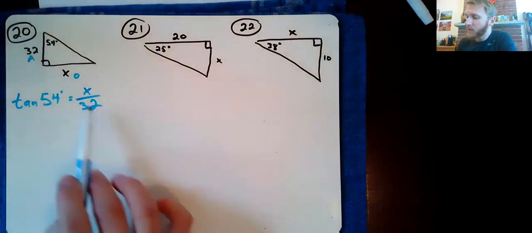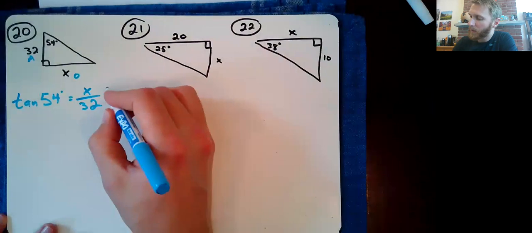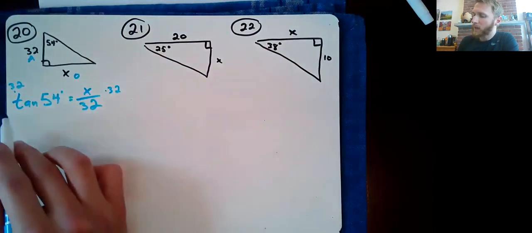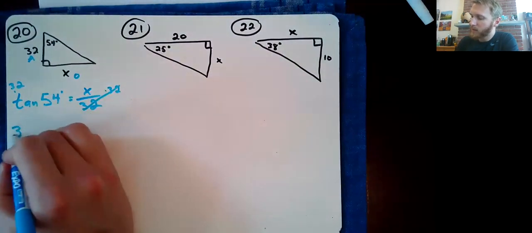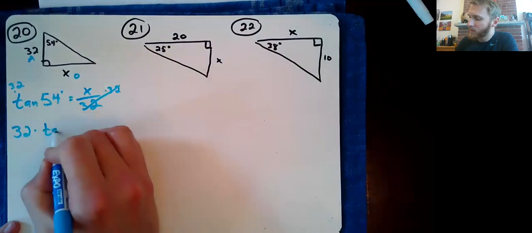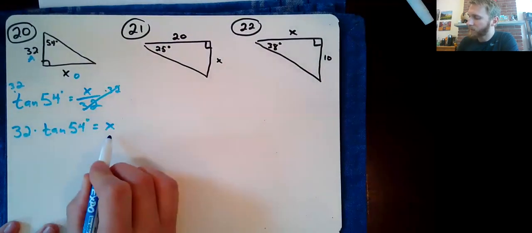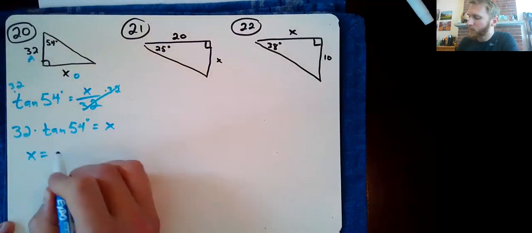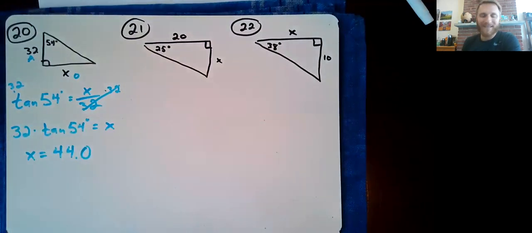To solve an equation, I want to get x by itself, and I want to first get rid of this fraction, so I multiply by 32 on both sides. When I do that, this cancels, and all I really need to plug into my calculator is 32 times tangent of 54, because I now have x by itself. When I type all that in, I get x is equal to 44.0 when rounded to the nearest tenth.